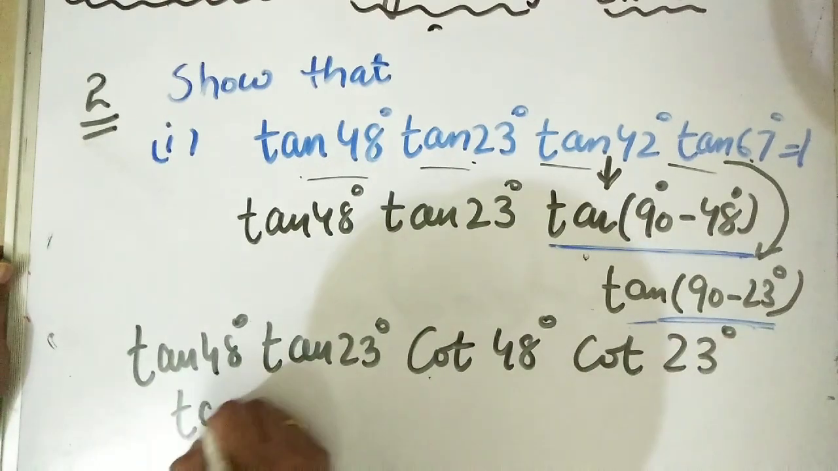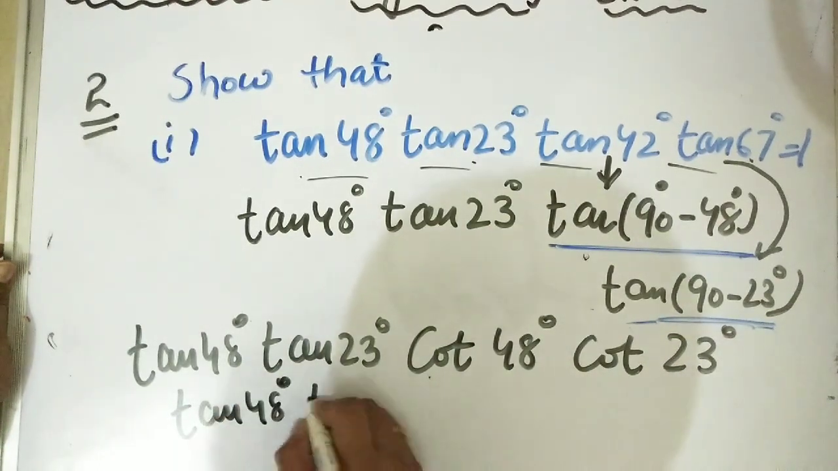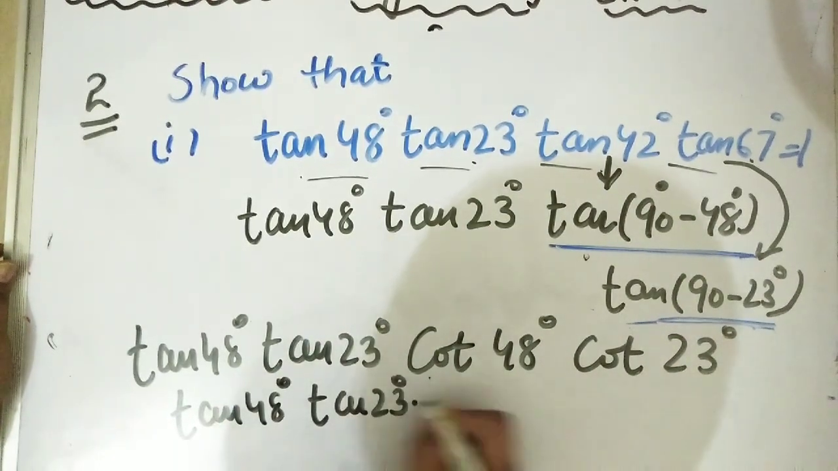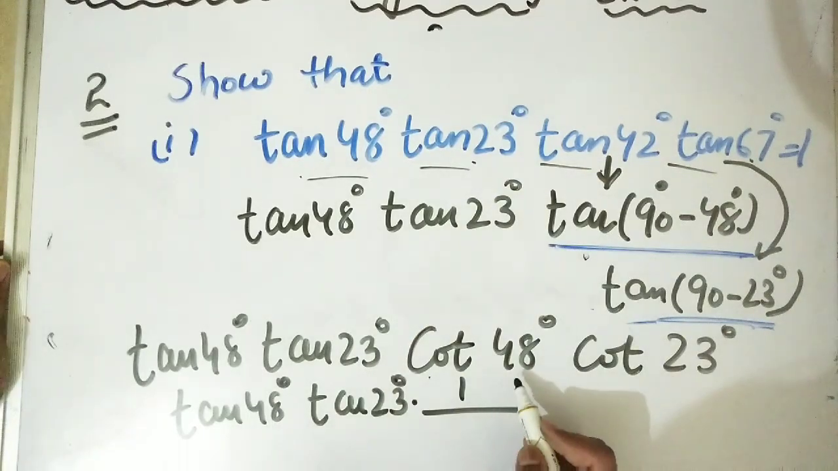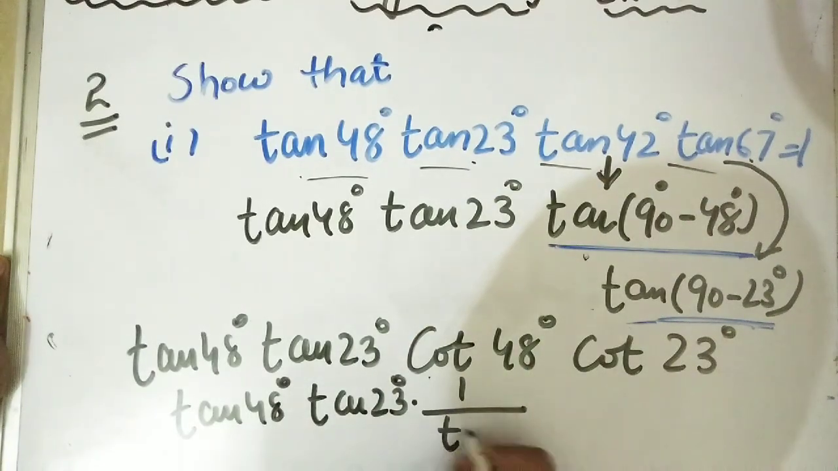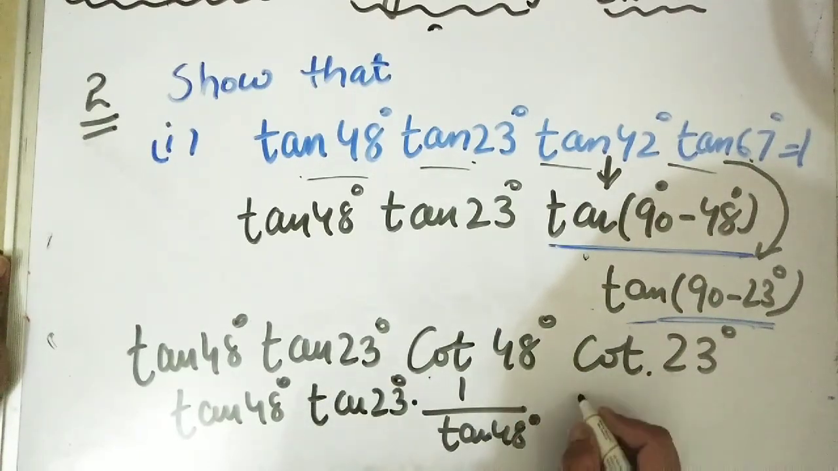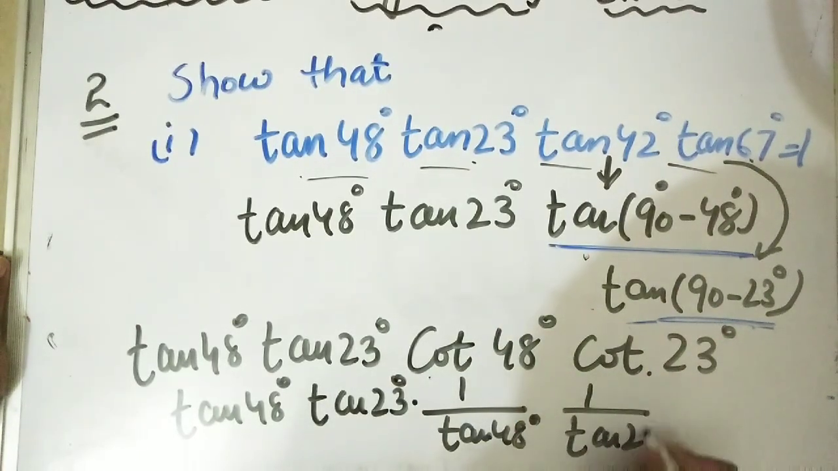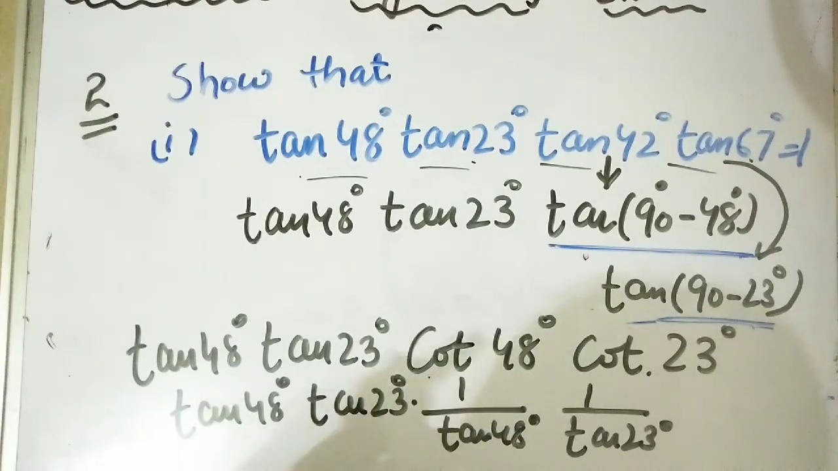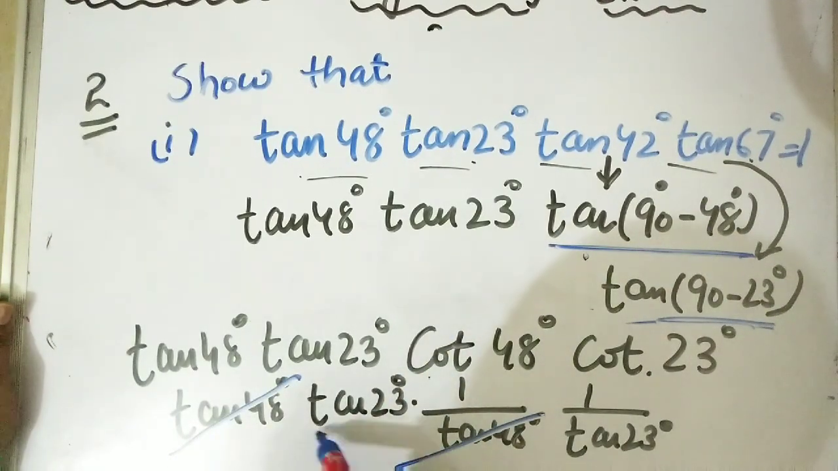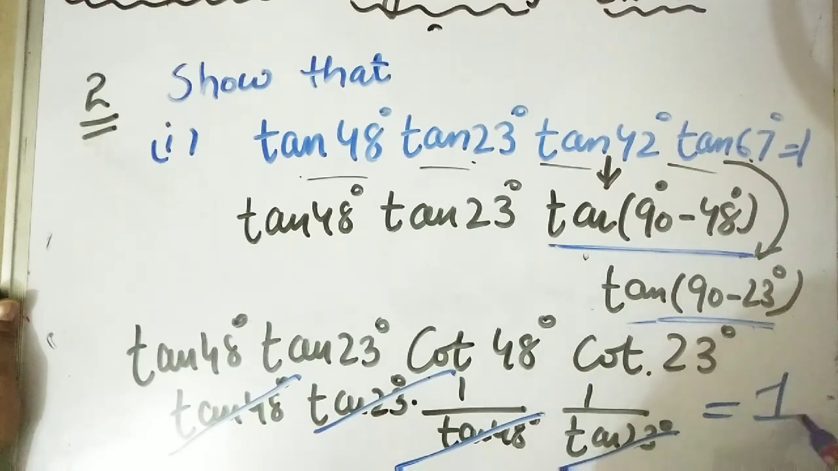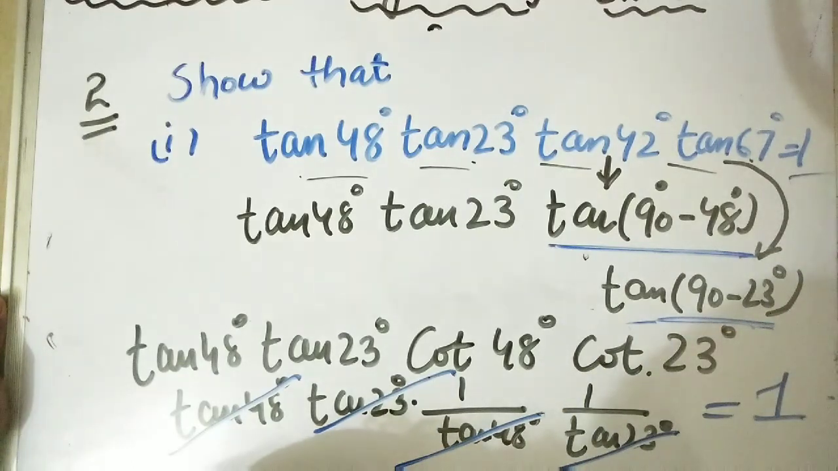Now students, you know that cotangent is the reciprocal of tangent. So I am converting cot 48 as 1 upon tan 48 and this cot 23 as 1 upon tan 23. Now you can easily cancel these terms. Yes, very good. We get answer 1, which is equal to RHS.